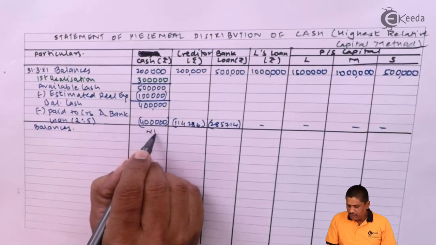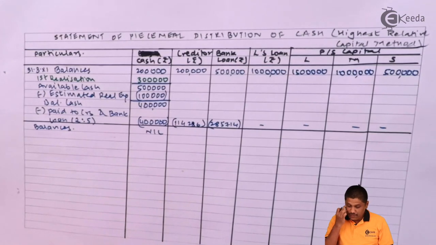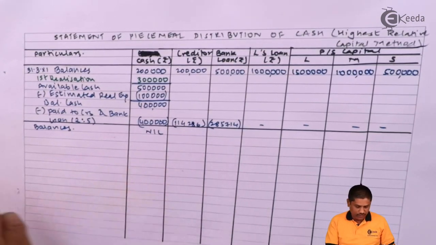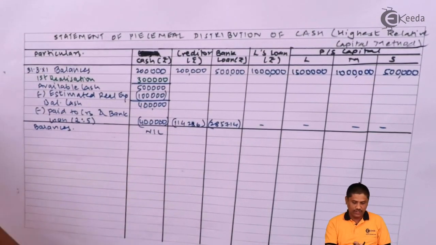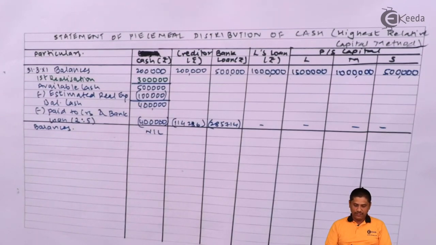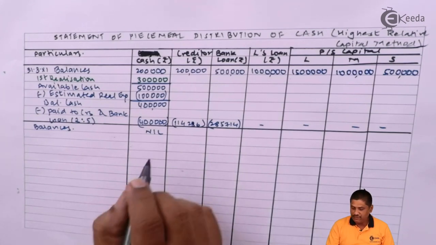Cash will become nil. Of course, this will be 85714. Let me check first, so that mistake can be avoided. Don't be overconfident when you do the calculation. It is better to use the calculator. 114286. 85714.